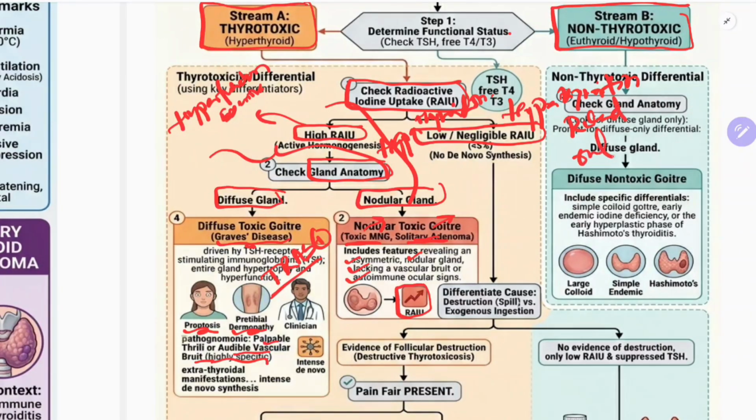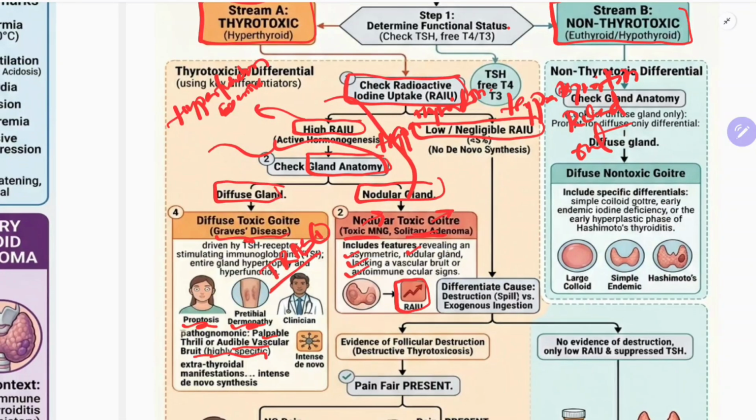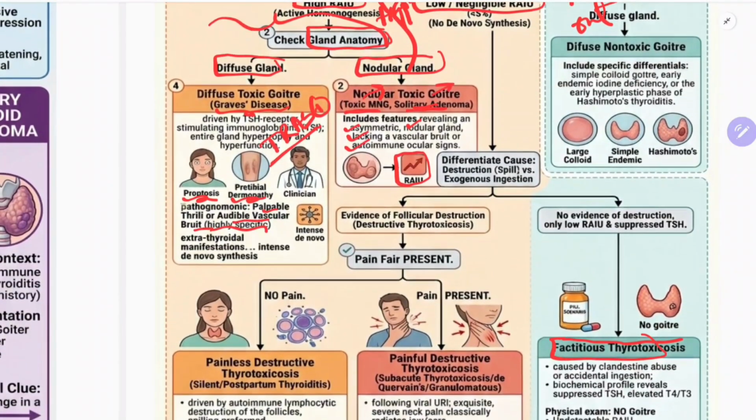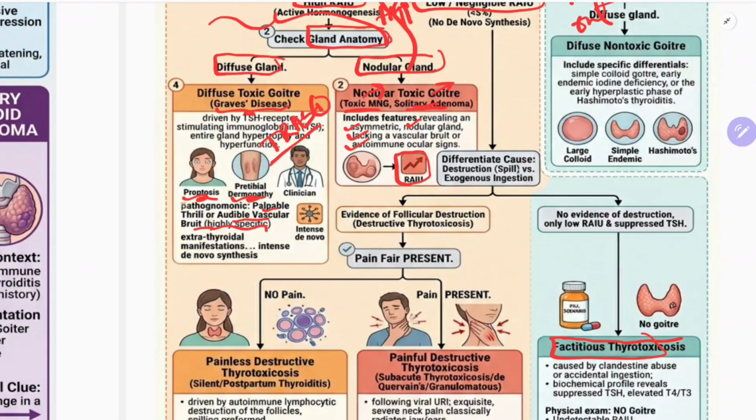What does that mean? That means the cause for thyrotoxicosis is not hyperthyroidism, not overproduction of T3 and T4. So those are ruled out now. Now the causes can be leakage due to destruction, and that destruction can be due to viral infection or due to an autoimmune condition. So destructive. So differentiate.